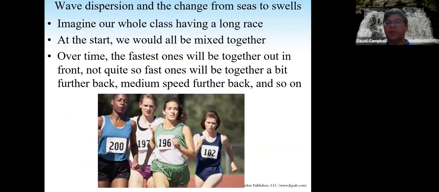And this pattern, we can imagine a similar sort of thing. Say if we have a race, the whole class, 3 laps around campus. Well, at the starting line, we'll all be together, but it won't take too long before some folks are definitely going to be out in front, being faster. Some medium, some of us probably on towards the back. And the longer this goes on, the more spread out we'll be, with faster in the front and slower towards the back.